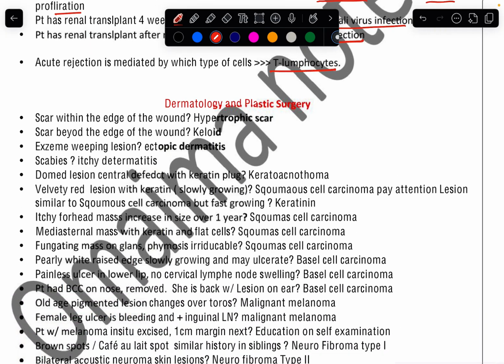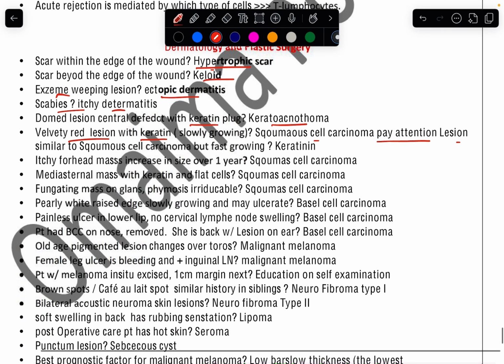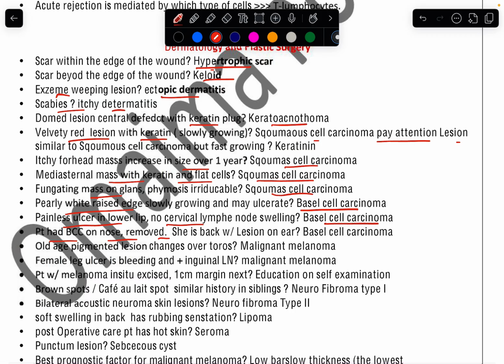Dermatology: scar within the edges is hypertrophic, beyond is keloid. Eczema is atopic, scabies is itchy. Dome-shaped with keratin is keratoacanthoma. Velvety red lesion, keratin, squamous cell carcinoma. Itchy forehead mass over 1 year, squamous cell. Fungating mass, squamous cell carcinoma. Pearly white edges, basal cell, painless ulcer, no cervical lymph node, basal. Patient had nose removed, she is back with a basal cell.